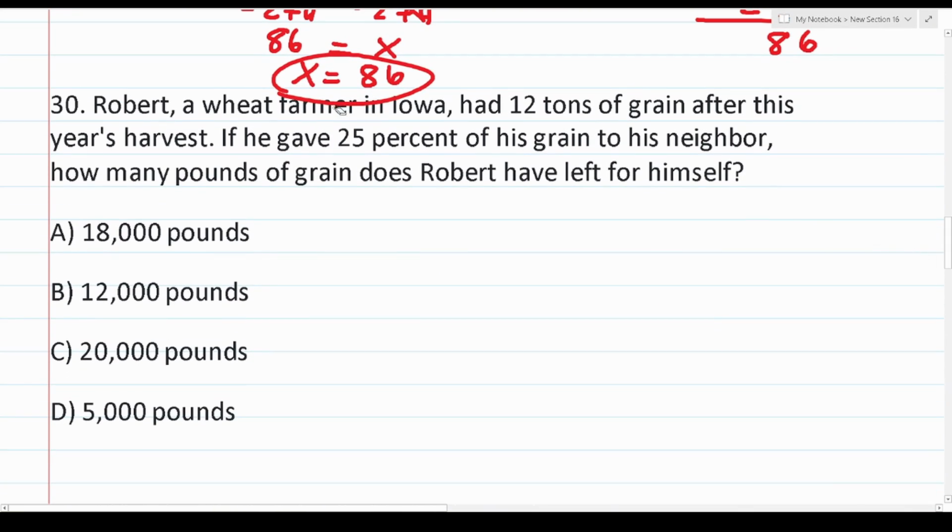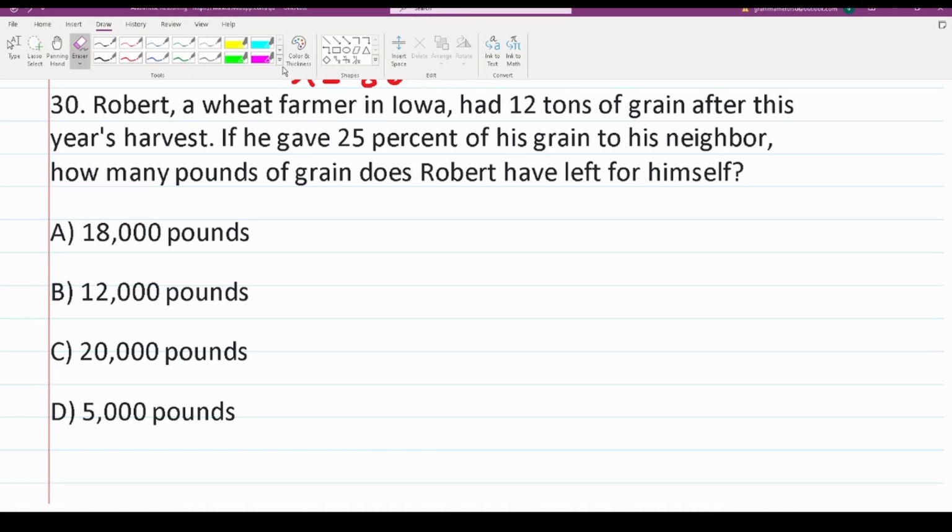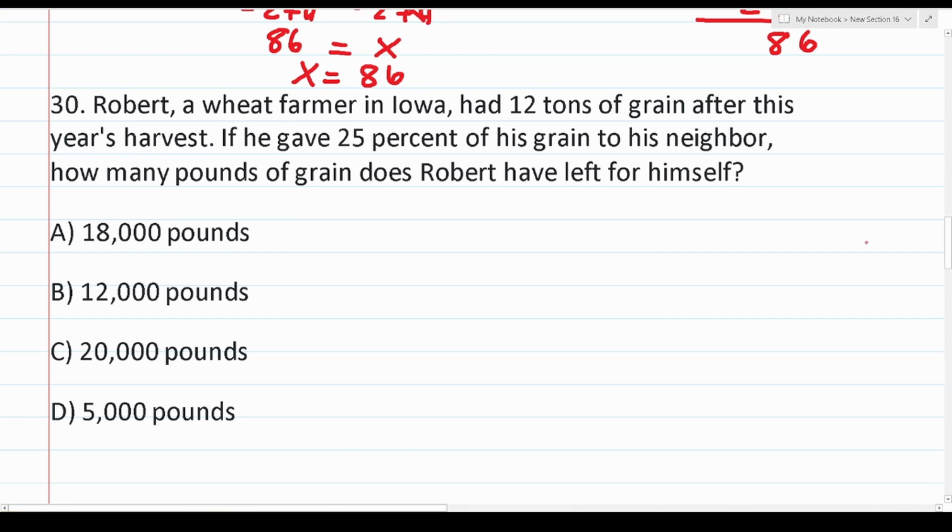Let me go ahead and erase this so we can read our next problem. That's all we need right there. So get our pen back here.